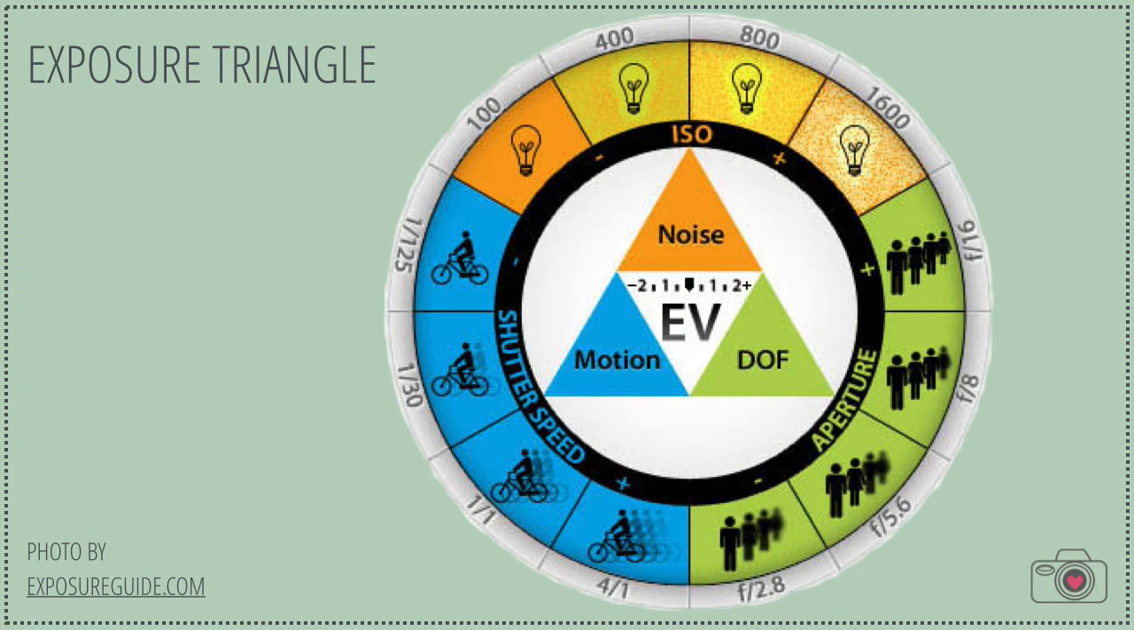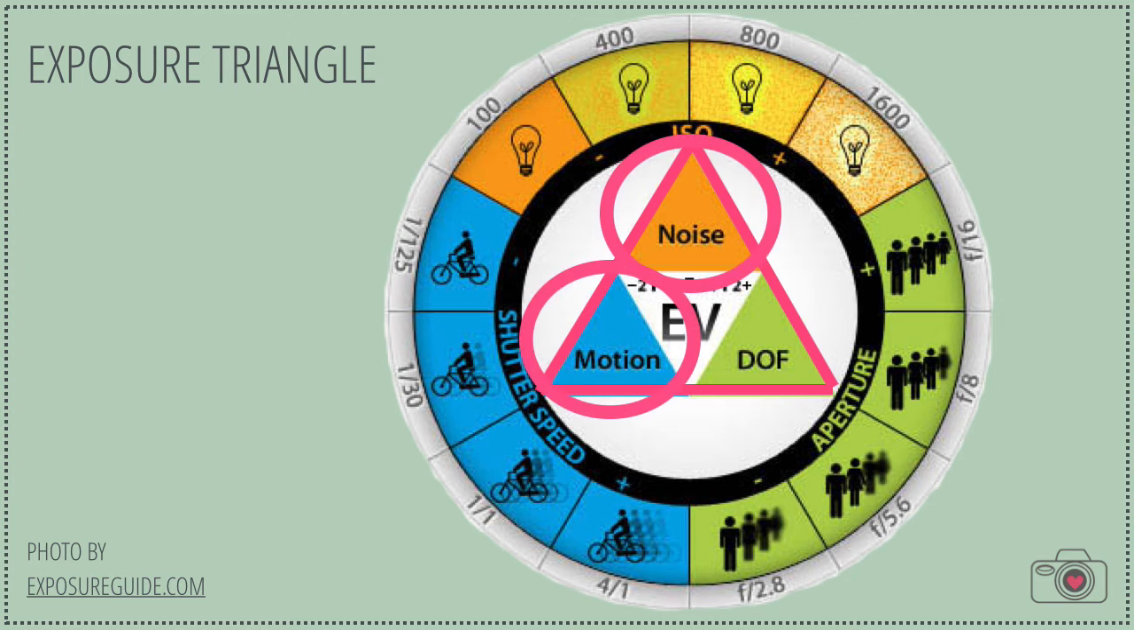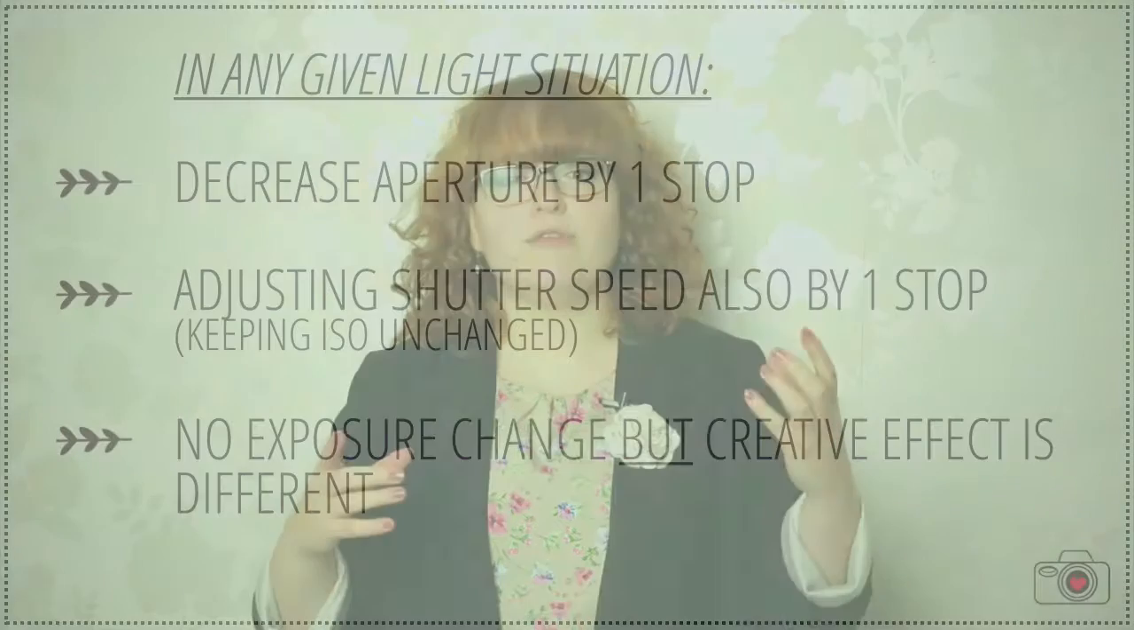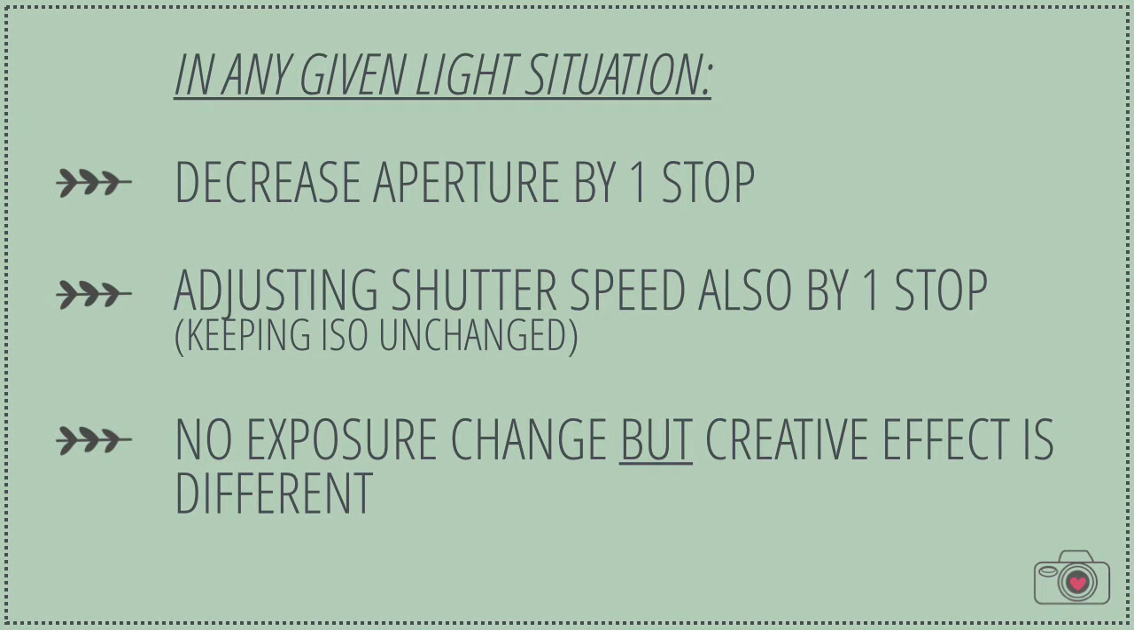As you can see in this triangle, it really tells you what effect you have if you're choosing, for example, a shallow depth of field in aperture, you need to adjust shutter speed and ISO. If you're choosing to record movement, you need to adjust your aperture and ISO on the other hand. So you need to play around, but in any given light situation, if you decrease your aperture by 1 stop and also adjust your shutter speed by 1 stop, nothing has changed. The light situation is still the same. The amount of light that hits the sensor is still exactly the same, but you have a creative difference.